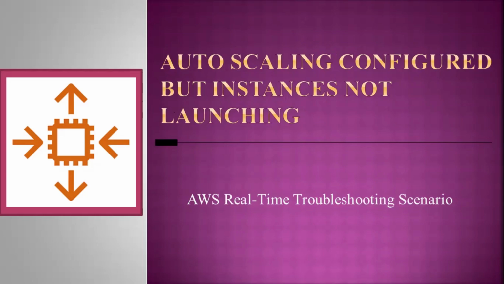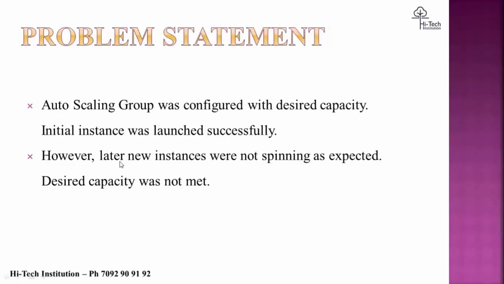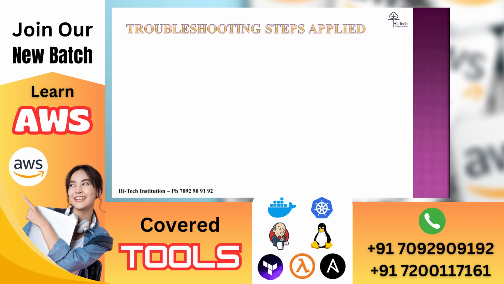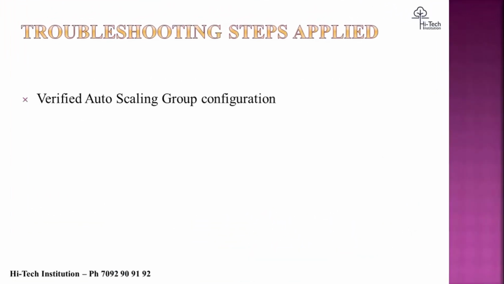Okay, so I'm just going to the next one. This is the actual problem, guys. The auto scaling group was configured with desired capacity. Initially instances launched well, there were no issues with that. Later, new instances are not spinning as expected. The desired capacity is 3, 4 like that, but the new instances are not spinning. So that is what we're going to troubleshoot in this video. Let's get started. Now we'll come up with the troubleshooting steps.